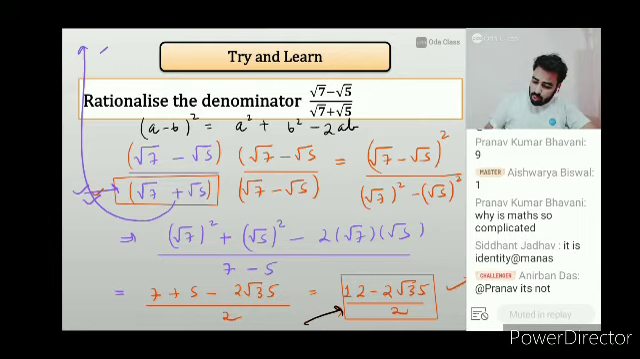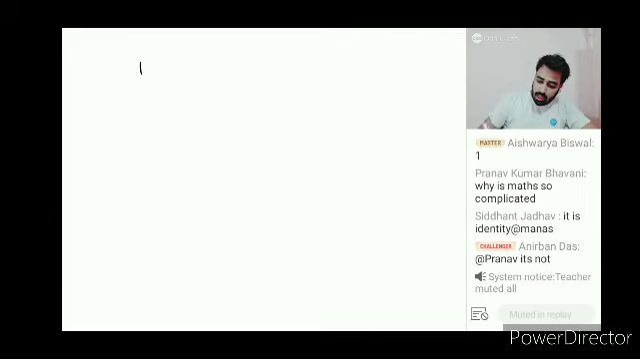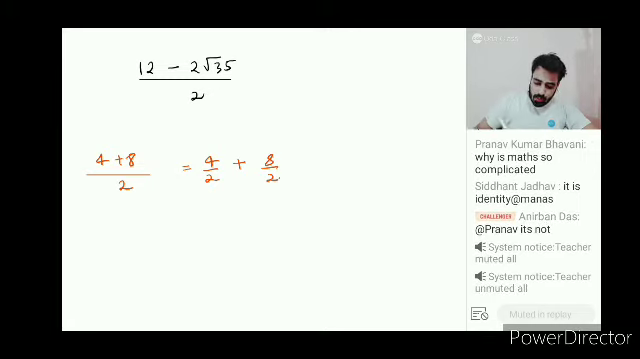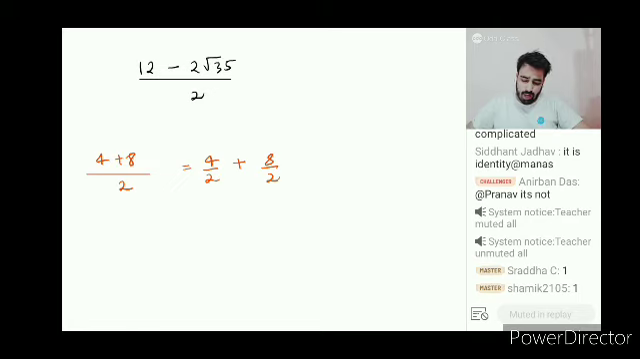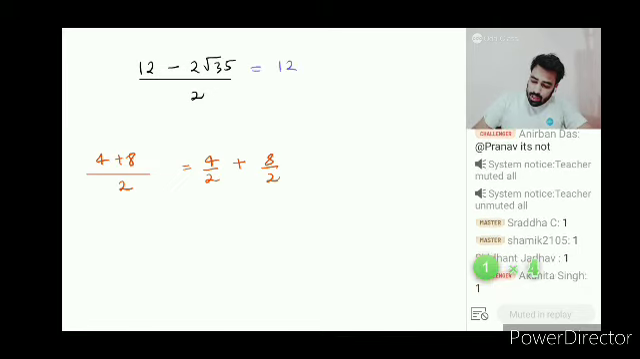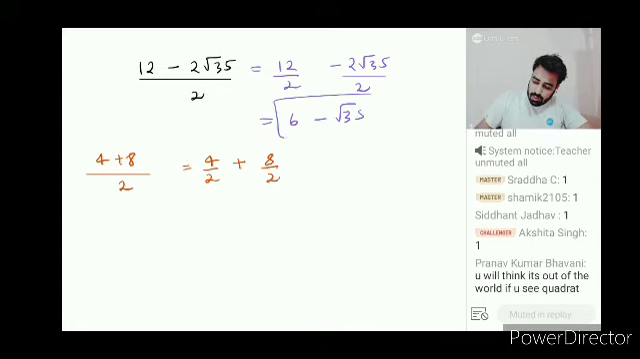What answer did I get here? I got 12 minus 2 root 35 by 2. How can we simplify it further? Suppose I'm writing 4 plus 8 by 2. So this is equal to 4 by 2 plus 8 by 2. Is 4 plus 8 by 2 equal to 4 by 2 plus 8 by 2? Simple. Same denominator fractions we can add. So similarly you can write here also 12 by 2 minus 2 root 35 by 2. 12 by 2 is 6. 2 root 35 by 2 is root of 35. This is the final result.